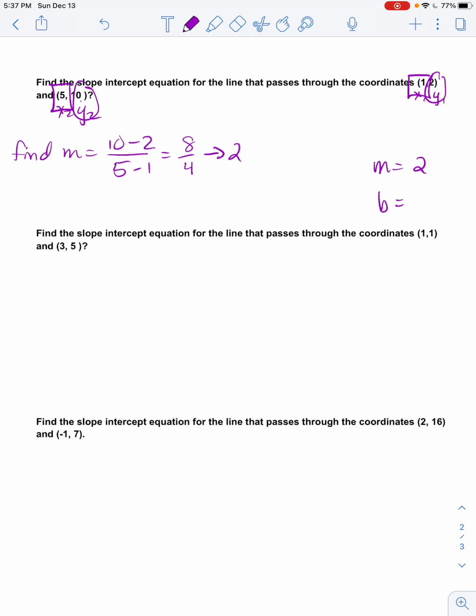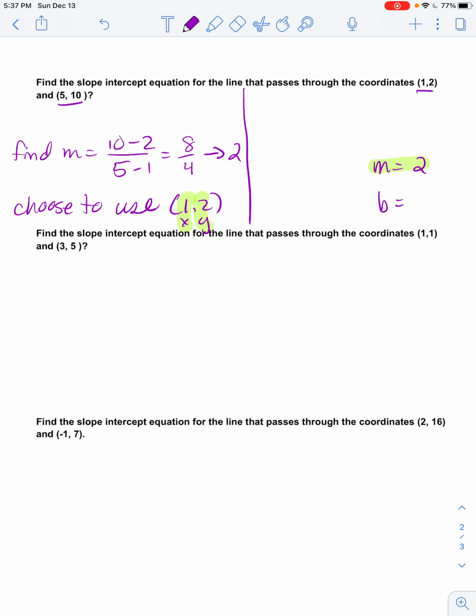To find b, I'm going to do the exact same thing I did before, and the beauty is you get to choose the point. So you're going to choose what you use. When I look at these 2 options, I'm going to choose to use 1 and 2 as my x and y simply because they look easier to work with. So I have my x, my y, and my m.